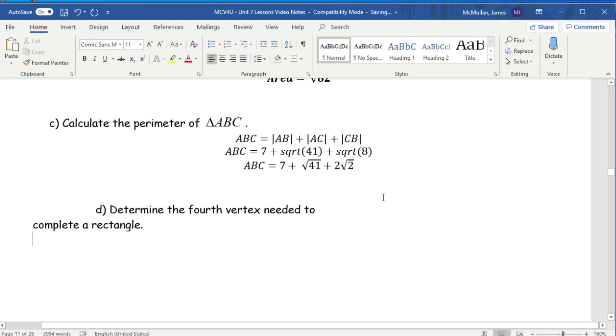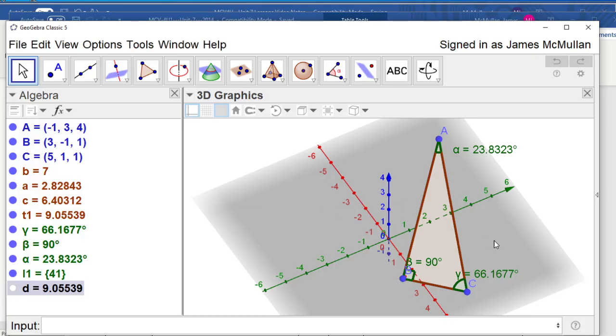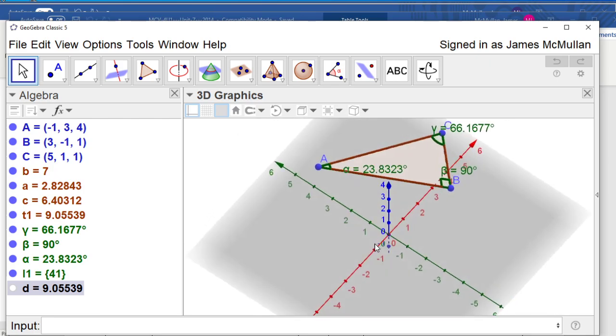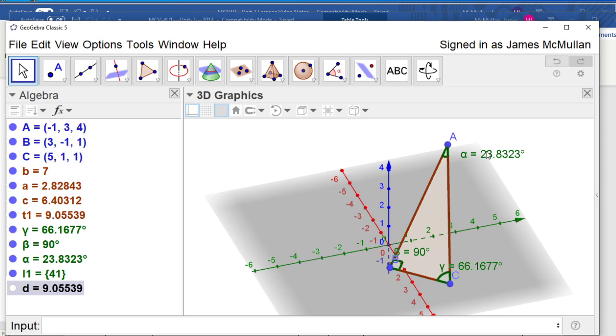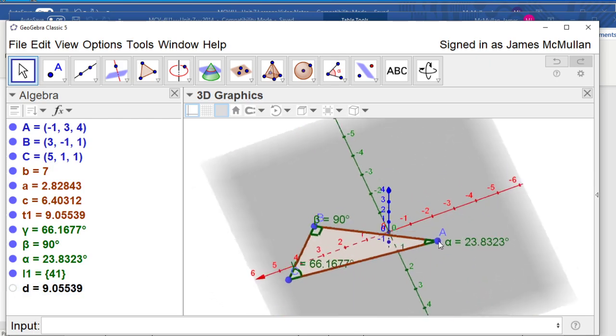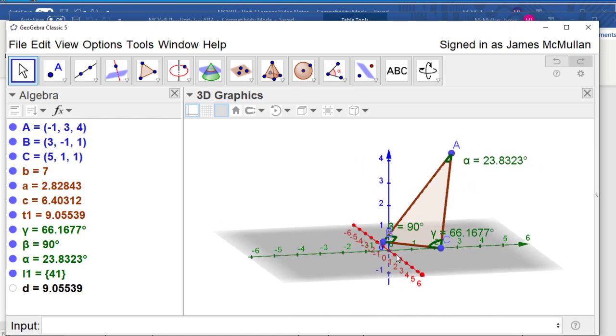Now the last question is really interesting. It says determine the fourth vertex needed to complete a rectangle. Looking at this picture, you can see where such a vertex would have to go. It would have to go up here in this corner. There's no other place it could go. However, we should use this as an opportunity to discuss parallelograms in 3D.